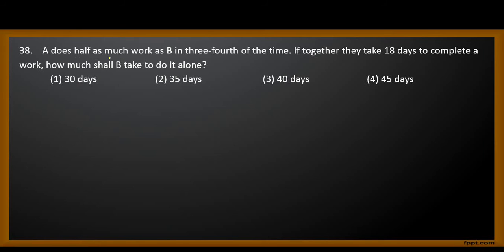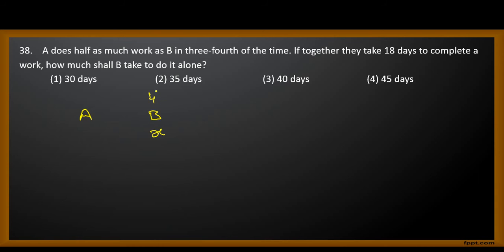A does half as much work as B in 3/4 of the time. If together they take 18 days to complete a work, how much time shall B take to do it alone? Now look at the question carefully. A and B. Assume that B does X units in 4 days.